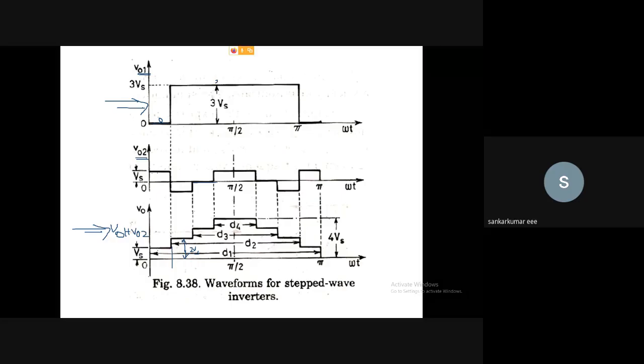Here it is Vs, and for the second period it will be 2 Vs, and for the third period it will be 3 Vs plus 0. So what will be its magnitude for this time period? It will be 3 Vs, and here it will be 3 Vs plus another Vs, that is, the maximum magnitude will be 4 Vs, right? So likewise it is 3 Vs, 2 Vs and Vs. So this will be positive voltage alone. Likewise we will have the negative voltage. So in this case also the harmonics will be reduced.